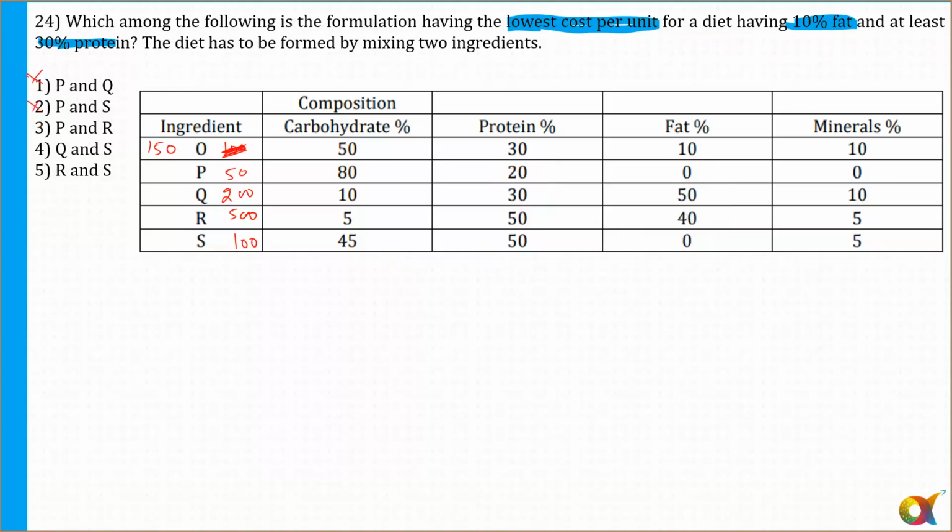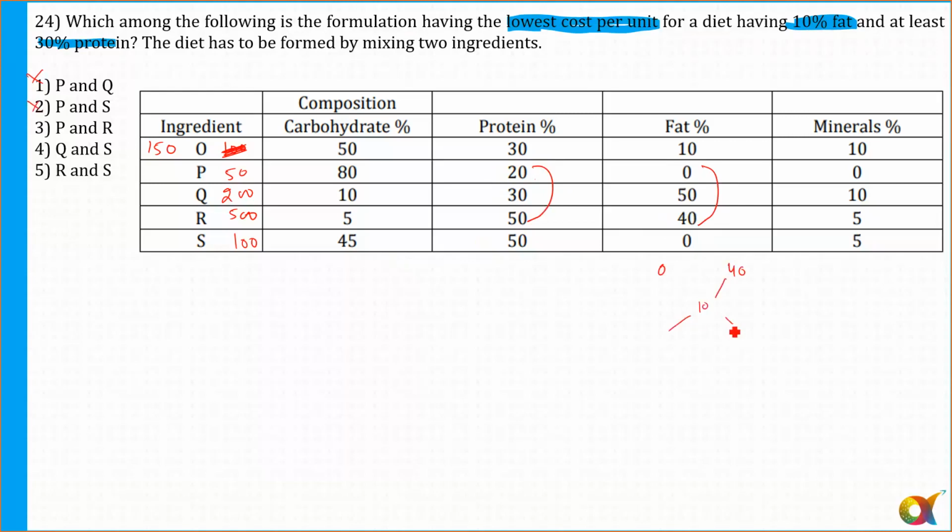Now let's say P and R. If I'm talking about P and R, 20 and 50, can I have a 30% protein? Yes. And with P and R, can I have a 10% fat? Yes. I need a 10% fat, that is a fixed value. So I'll say 0 and 40 and 10% fat.